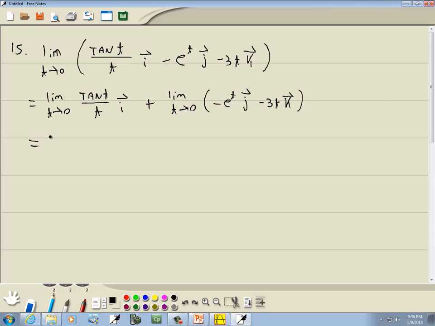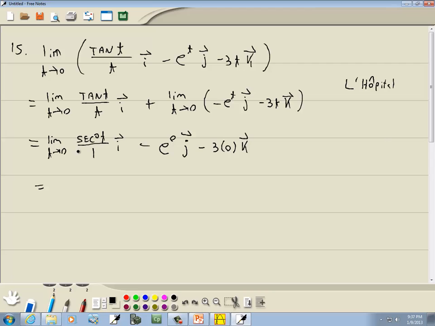Okay, now I'm going to use L'Hopital's rule on here. Remember that. It means if you end up with 0 over 0 or infinity over infinity, I can't remember all the different forms, then you can take the derivative of the top, derivative of the bottom. So let's do that. Well, the derivative of tangent is secant squared. Derivative of t is 1. i. Now over here, if we go ahead and put 0 in, we're going to have a minus e to the 0 j minus 3 times 0 k.